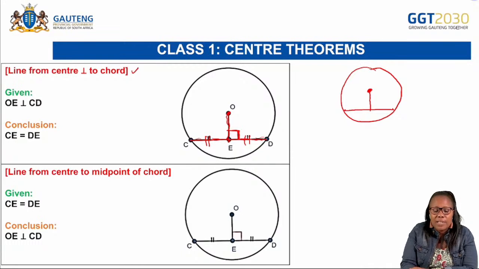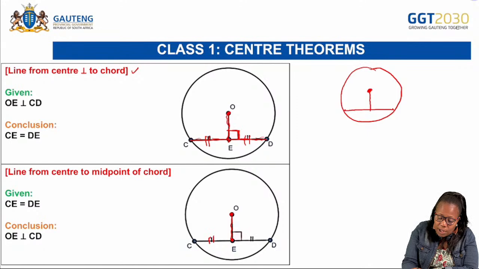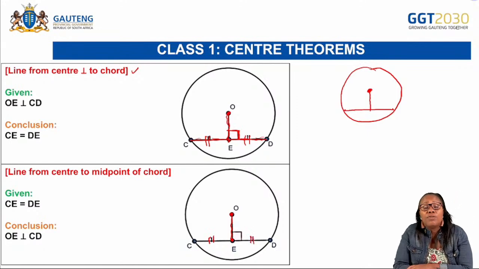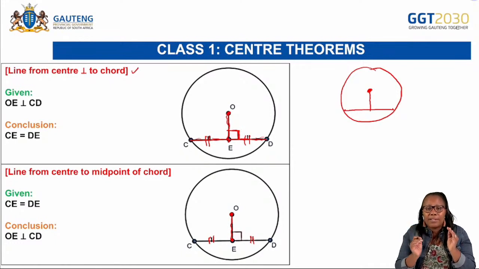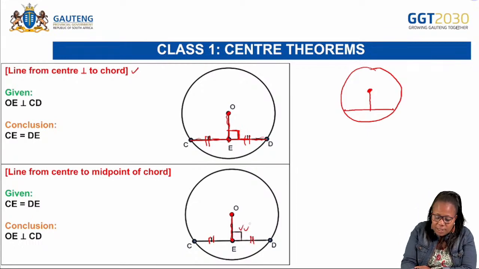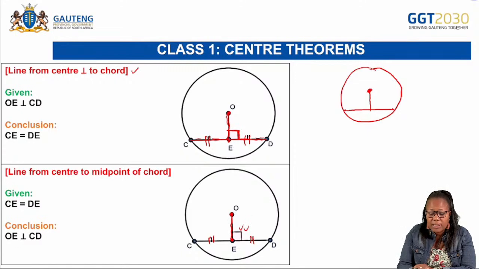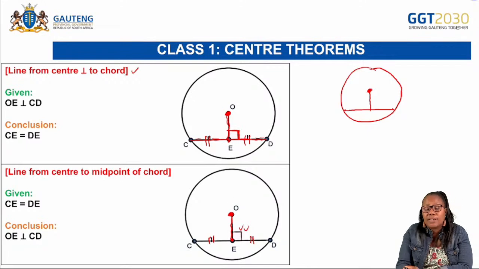And then the converse states that a line from the center to the midpoint of a chord. That means you will be given a line from the center to the midpoint, the middle point. As you can see, you have those dashes there. That is the given information. Then, if you are given a line from the center bisecting a chord, therefore you can conclude this angle is equal to 90 degrees. And this falls under the center theorem because we are talking of lines from the center there. That will be our first theorem and its converse.